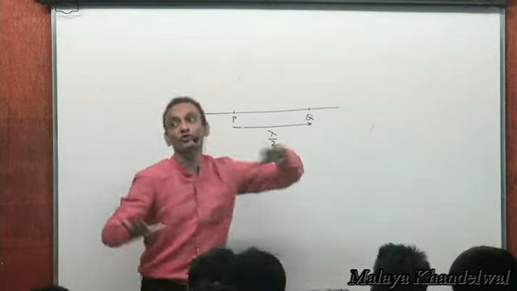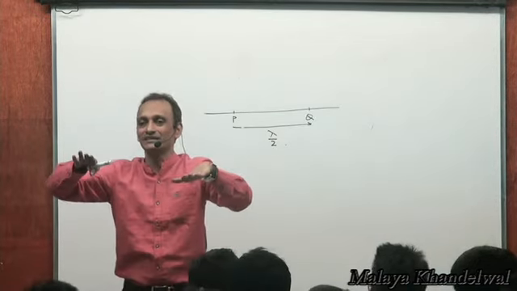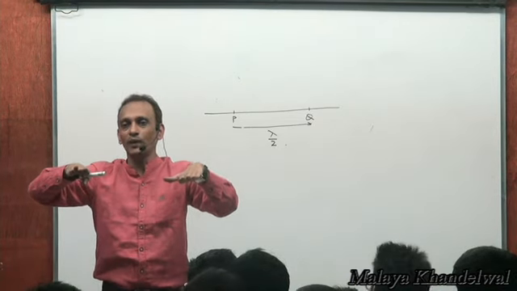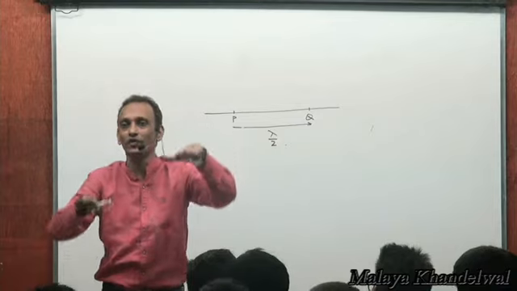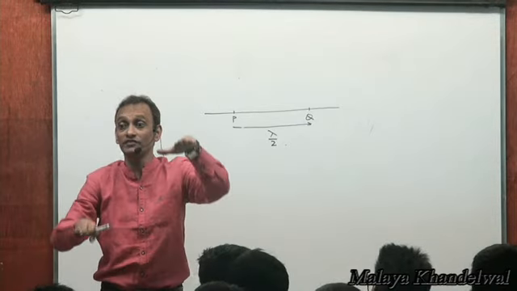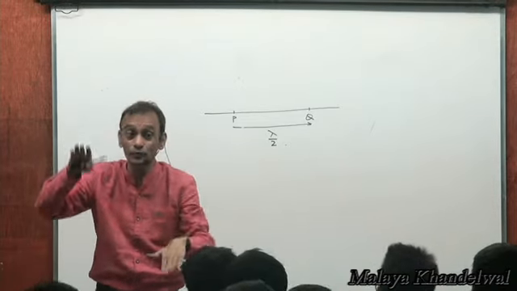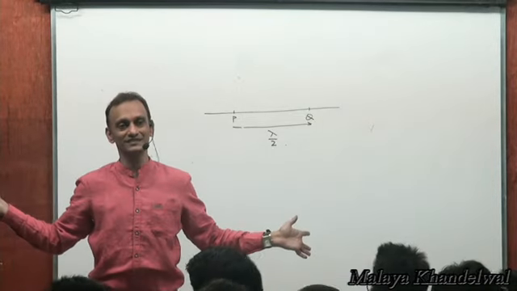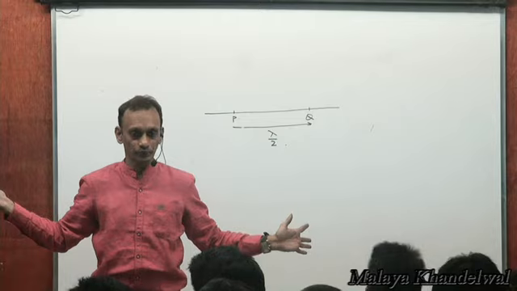That means P and Q would be out of phase with each other. They would be at the same mean position at the same instant of time, but while one would be going up, the other one would be going down. They would differ in phase by an amount pi. They would be in opposite phases. Yes or no?